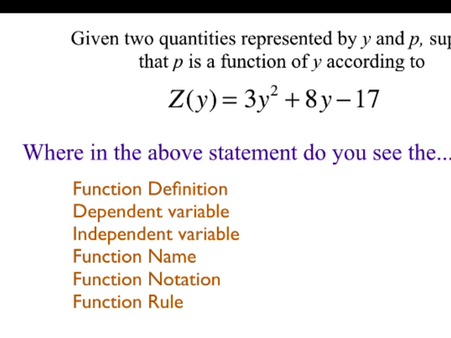Okay, where do you see the dependent variable in that statement? But P is not in that statement. Z of y? Is that the dependent variable? Yes, Z of y is the dependent variable. Independent variable? Easy. Function name? Just Z. Function notation. All right, and the function rule is the right-hand side. So notice that two of these had the same answer. Which two had the same answer?